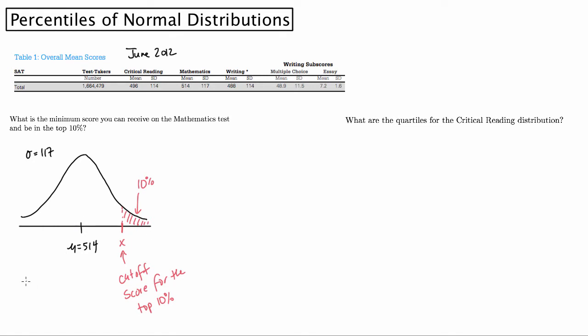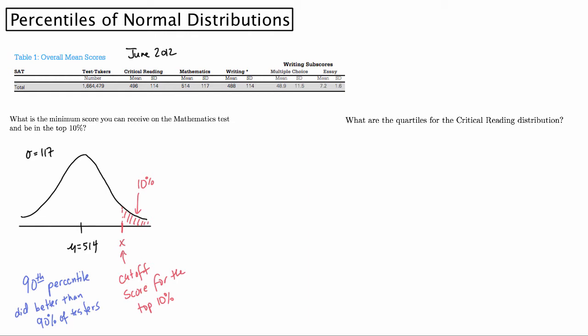So what I'm actually hunting for here is called the 90th percentile. So I want to find the score on the exam that corresponds to the 90th percentile. In other words, the score that says you did better than 90% of the people that were tested.